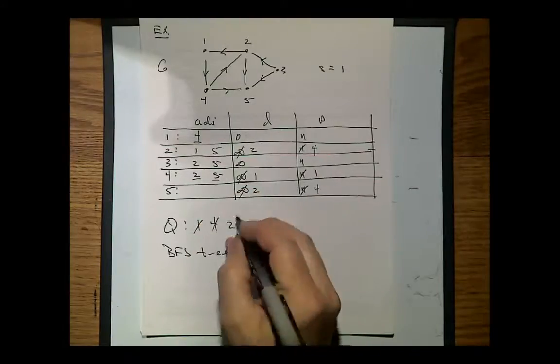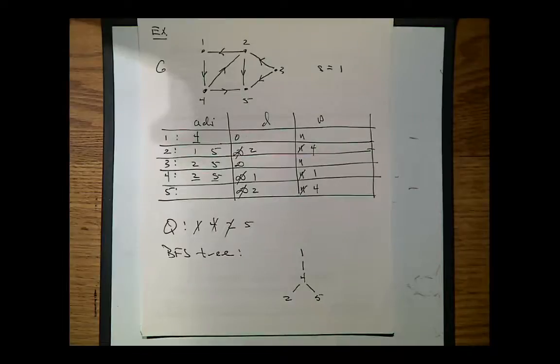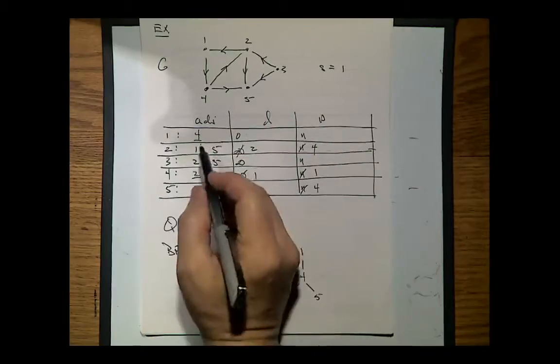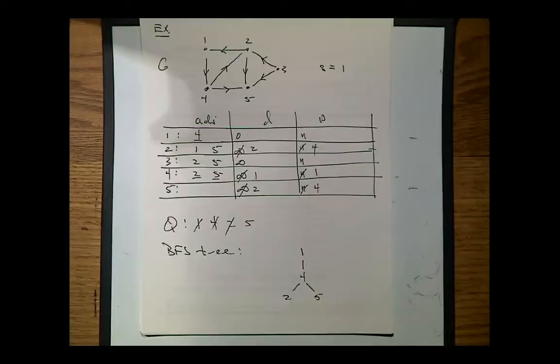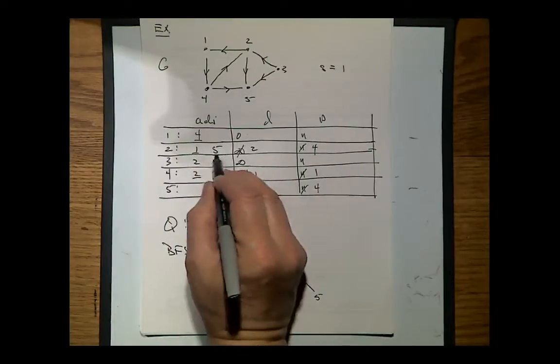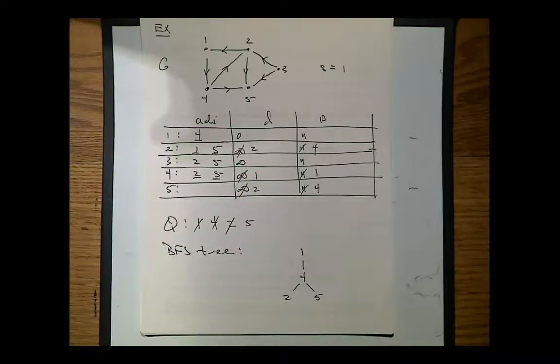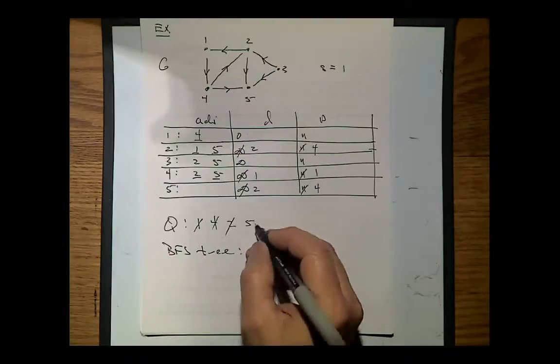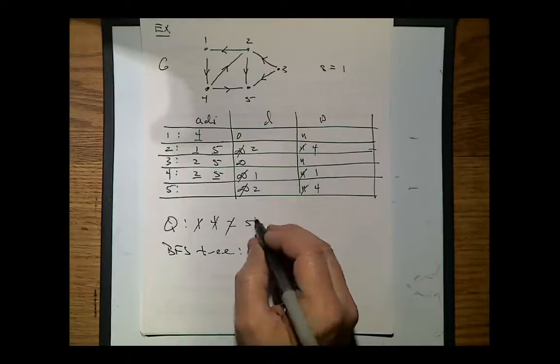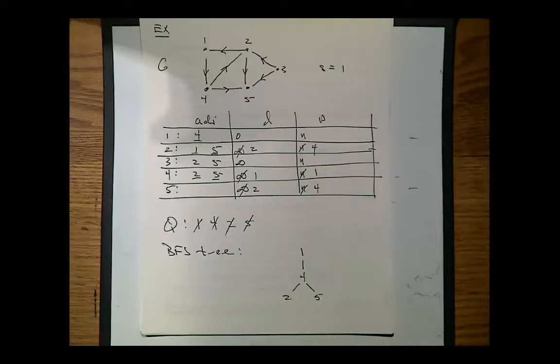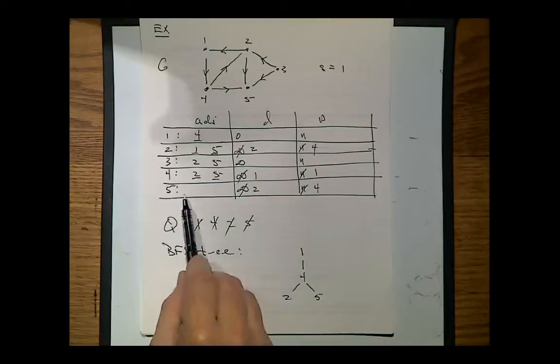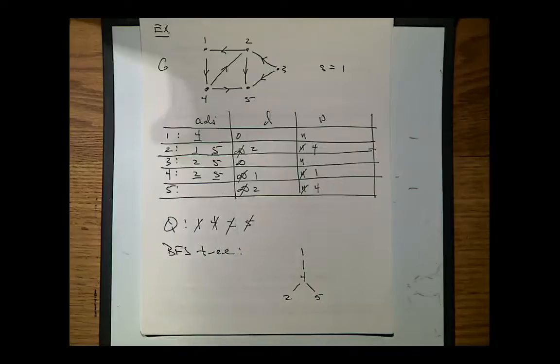So pull off the 2 and process 2's adjacency list. 1's been discovered, 5 has been discovered, so there's nothing to do. I color it black, but I'm not keeping track of the colors. So is the queue empty? No, it's not. So pull off the 5, process 5's adjacency list. There's nothing in its adjacency list, so nothing to do here. All right, the queue is now empty.